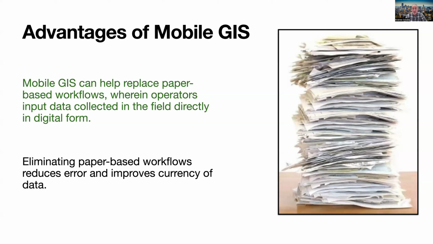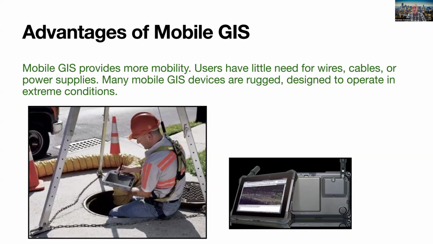And therefore smudged and hard to read, and we had to estimate or guesstimate what was happening. Once data is digital, it's easily transferable, and therefore easily updatable and movable. So mobile GIS, by its name, provides more mobility. Users have little need for wires, cables, or power supplies. Mobile GIS devices are relatively rugged and specifically built for these types of things, right?